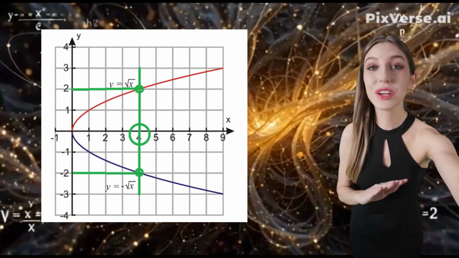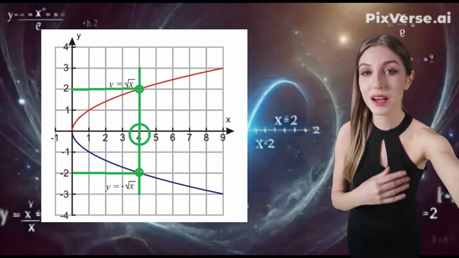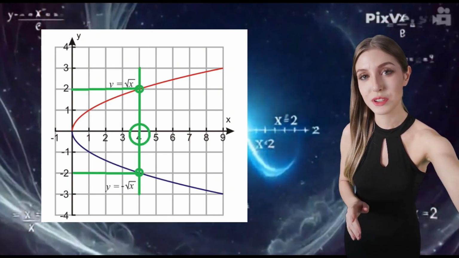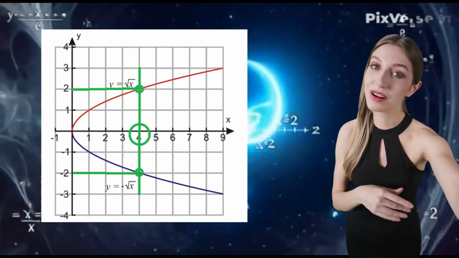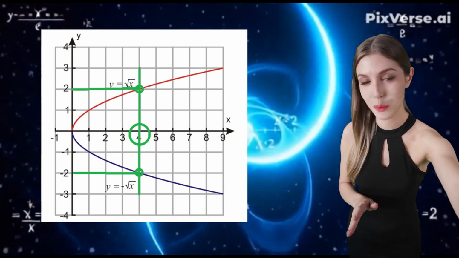By the definition of function, we can have only one value of dependent variable y. To make the relation a function, we divide the graph into two curves. The upper curve is the function square root of x, while the lower curve is the function minus square root of x.